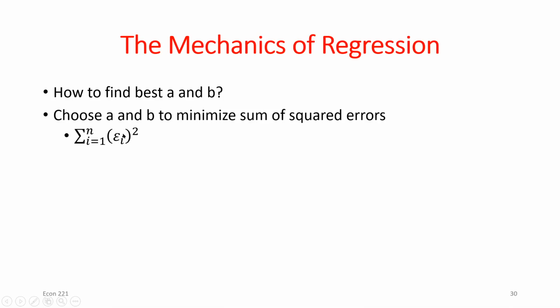Squaring them does a couple things for us. First of all, just like when we're calculating the variance, it treats errors on either side, positive or negative, equally, right?